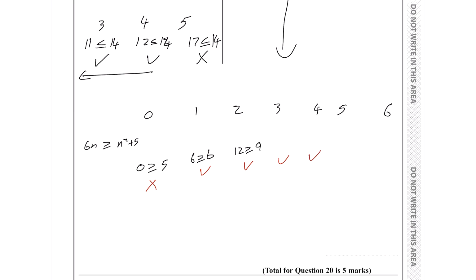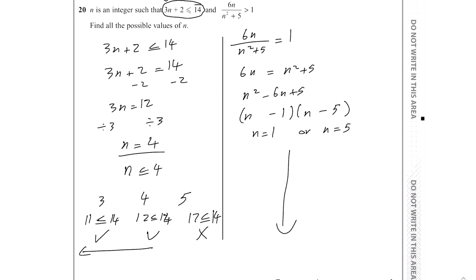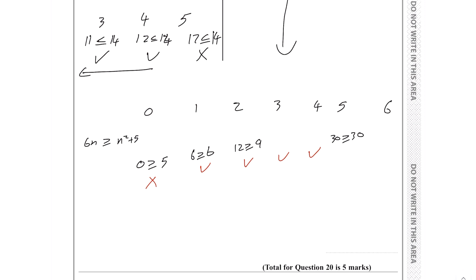What about 5? I'm just doing this to speed up a little bit. So 6 times 5 is 30. Is 30 greater than or equal to 5 squared plus 5, which is 30? It was greater than, oh no, it was greater than, my bad. Is 30 greater than 30? That means we can't have this value here, and that means we can't have this value here either.